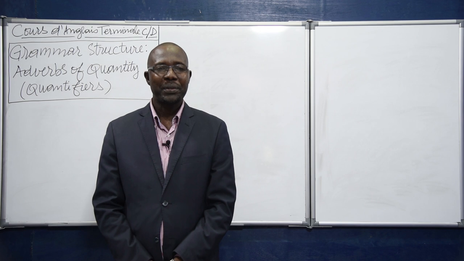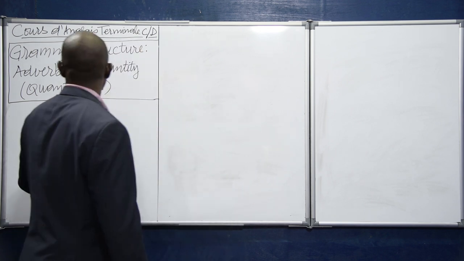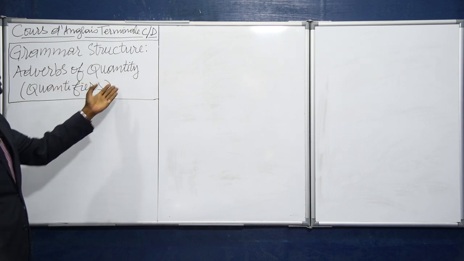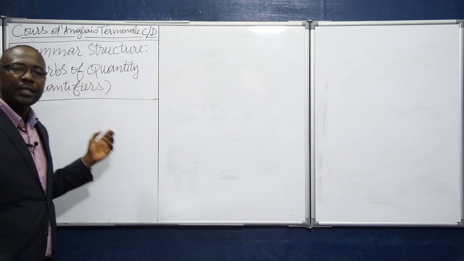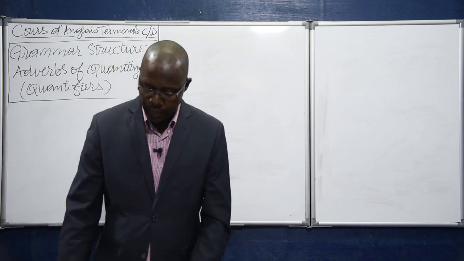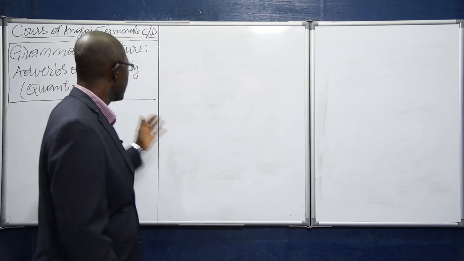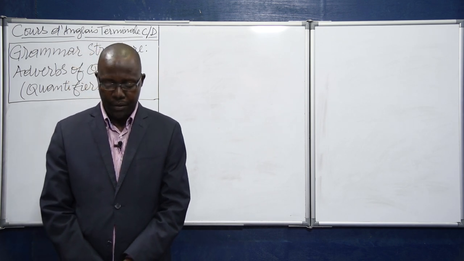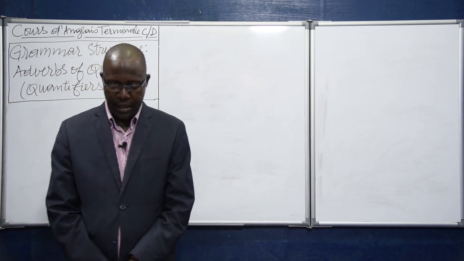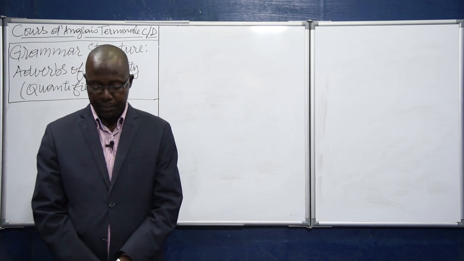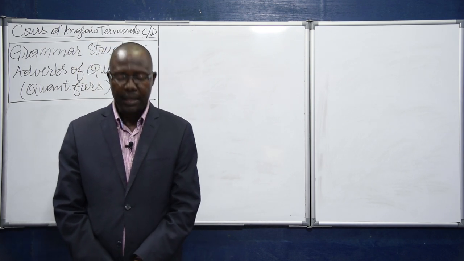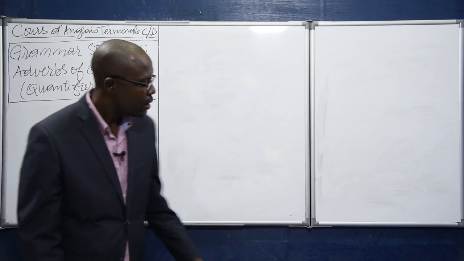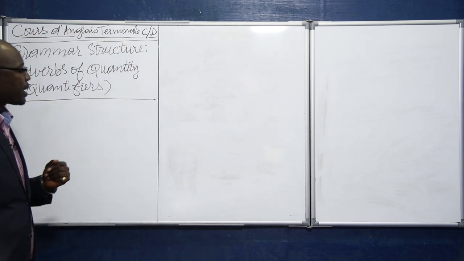Today I'm going to introduce you to a lesson about a grammar structure: the adverbs of quantity, also called quantifiers. The aim of this lesson is to make the distinction between adverbs expressing a countable quantity and those expressing an uncountable one. So they are called quantifiers.